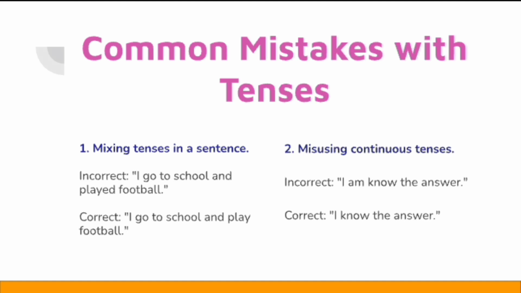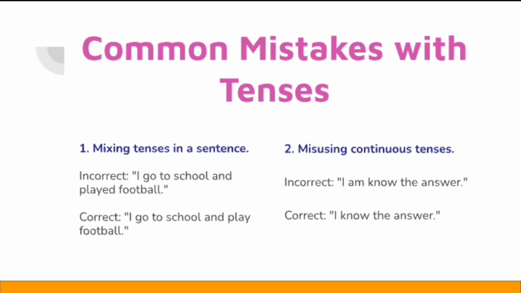Number 1. Mixing tenses in a sentence. One of the most common mistakes is mixing tenses in the same sentence. For example, I go to school and played football. Here we have go in the present tense and played in the past tense, which doesn't match. The correct sentence is I go to school and play football. Notice how both actions are in the present tense, making the sentence clear and consistent.